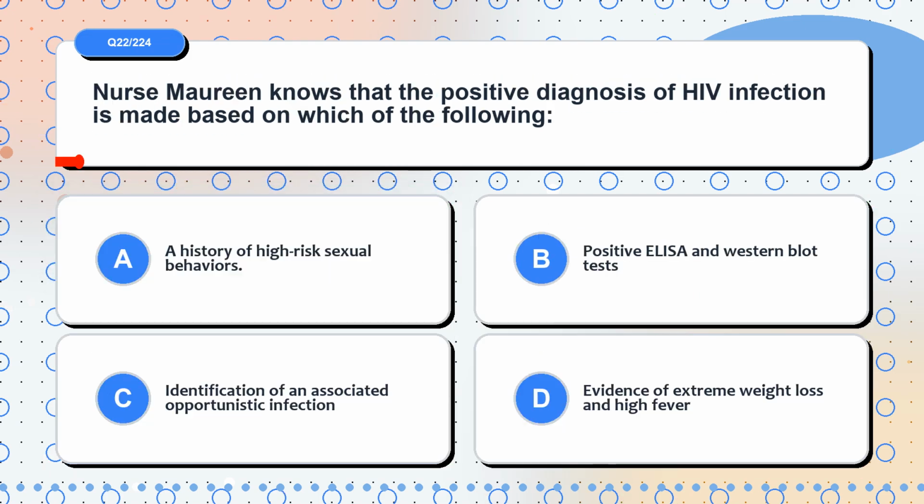Question 22. Nurse Maureen knows that the positive diagnosis of HIV infection is made based on which of the following? Here are the options. Option A, a history of high-risk sexual behaviors. Option B, positive ELISA and Western blot tests. Option C, identification of an associated opportunistic infection. Option D, evidence of extreme weight loss and high fever.